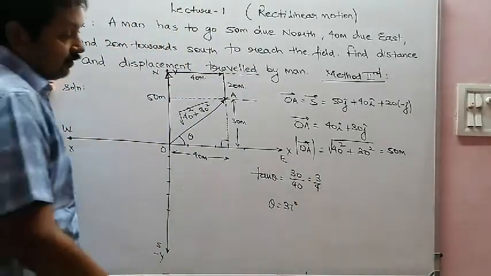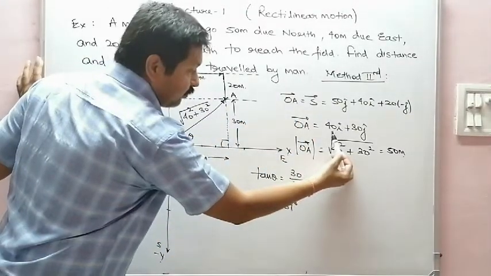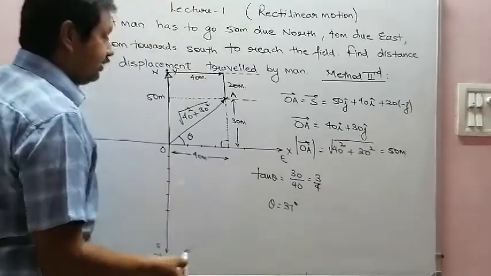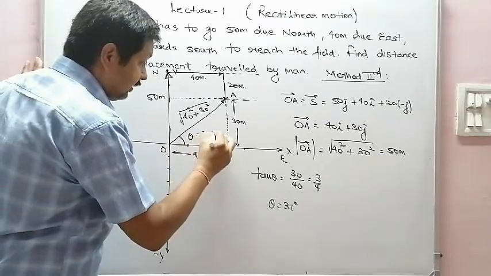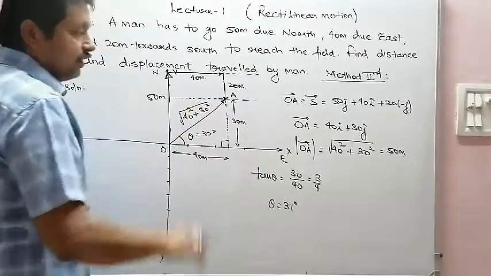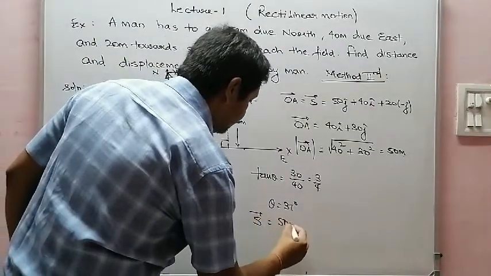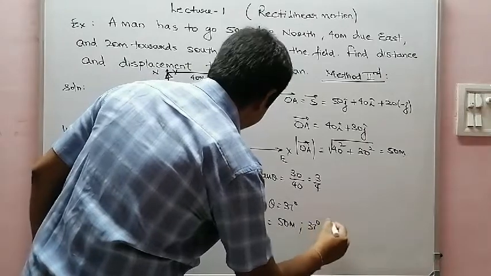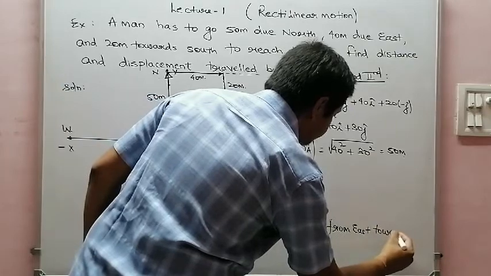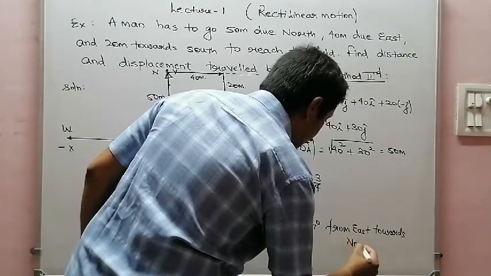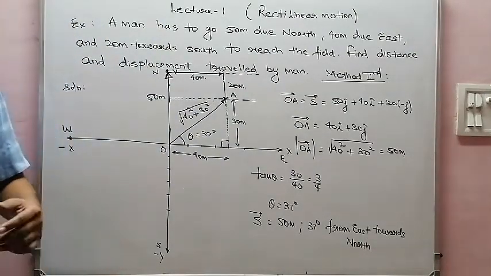Now again, in which quadrant does this vector lie? Since the x component is positive and the y component is positive, it lies in the first quadrant. So theta is equal to 37 degree with the x axis in the first quadrant. So again displacement becomes 50 meter and direction becomes 37 degree from east towards north. This is called vector method. Clear? Now we discuss another example.